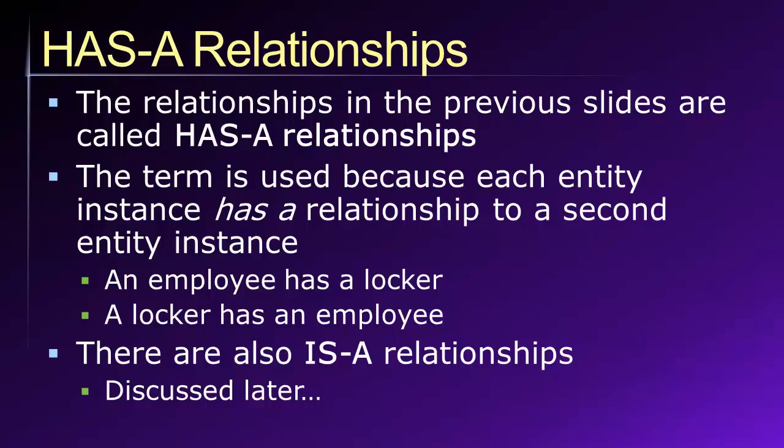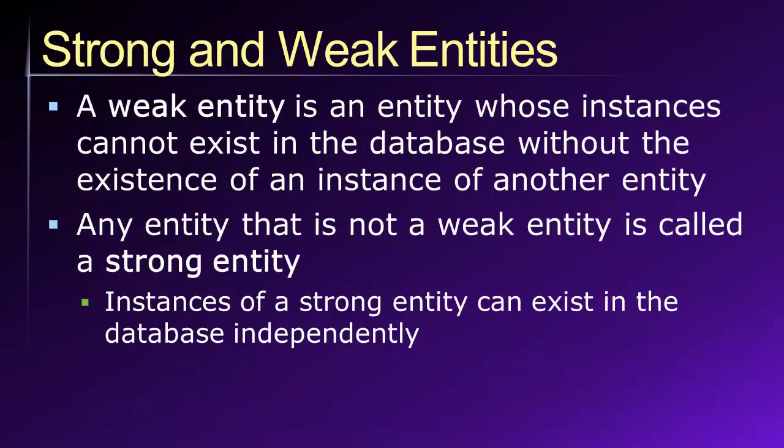And this term is used because an entity has a relationship with some other entity. For example, an employee has a locker. A department has an employee. There are other types of relationships between entities which are called is-a relationships, and we will discuss these a little later. First, however, let's talk about strong and weak entities.